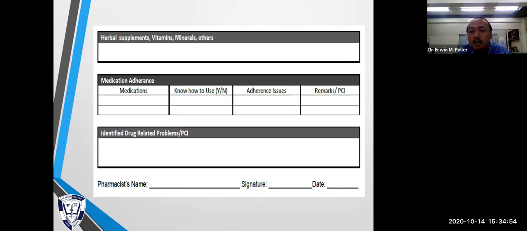And second to the last would be medication adherence. You need to take note of those medications which may be non-adherent or difficult to comply with, and what may be the issue. How to use it? Can the patient actually use it? Does the patient know how to use it? Okay, and are there any issues? Or is it remarkably a PCI or drug-related problem? After the documentation, among all the data, you'll be able to summarize if it is really a drug-related problem or not.